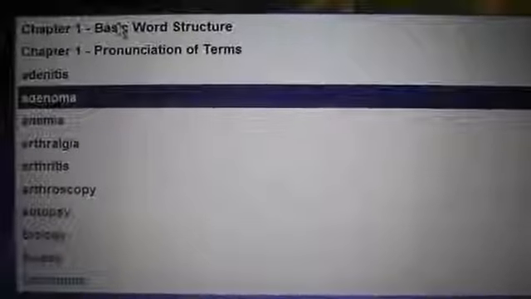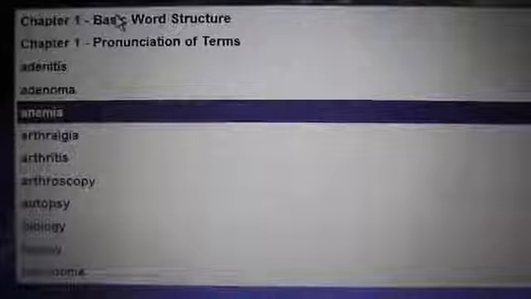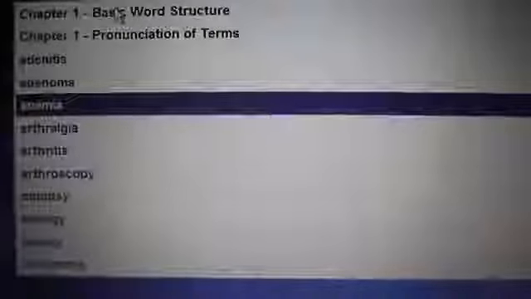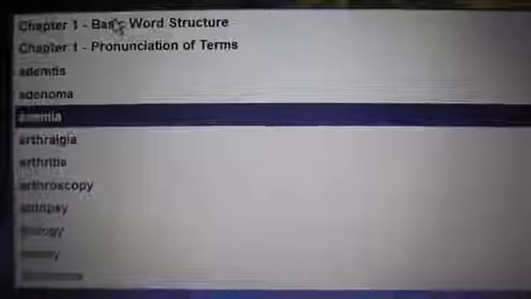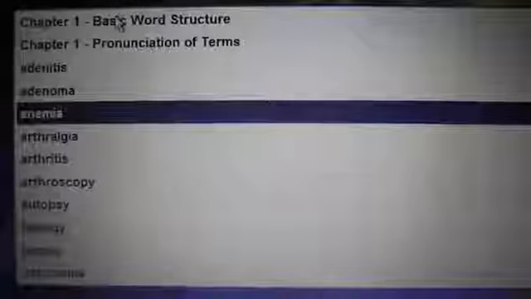Some glands in the body where adenomas may grow are the pituitary gland just below the brain, the thyroid gland in the neck, and the adrenal glands located above each kidney. Adenomas are benign or non-cancerous tumors. Anemia. The prefix an, A-N, means no, not, or without, and emia, E-M-I-A, indicates a condition of the blood. Usually, a person suffering from anemia is pale and tired. Anemia is a deficiency of red blood cells due to decreased production or excessive loss of red blood cells.